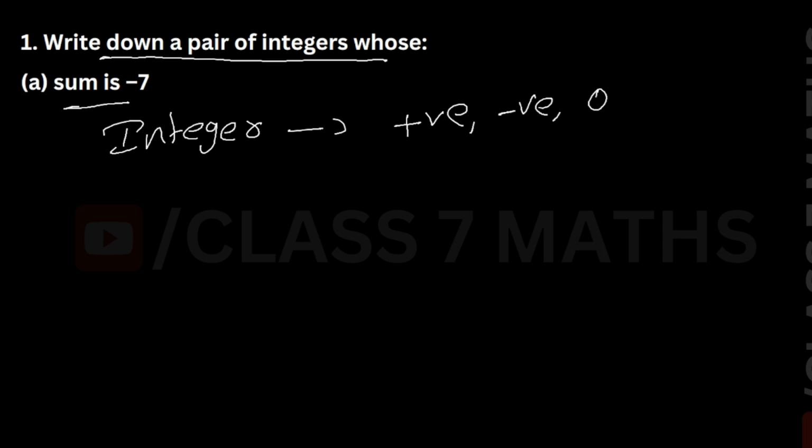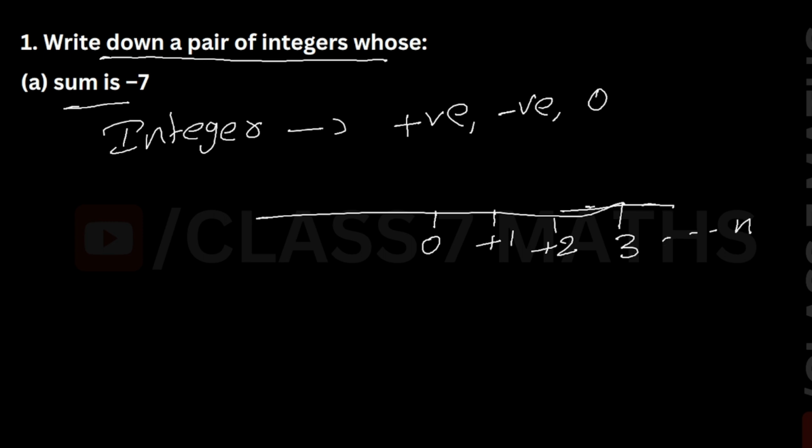So I am representing integers on a number line. In the number line I am writing 0 in the middle. To the right of the 0 I am writing positive numbers. If I am not writing any sign before the number, we have to assume it is a positive sign. And on the left side I am writing minus 1, minus 2, minus 3 and so on up to minus n. So now we know integers are a combination of positive numbers and negative numbers with 0.